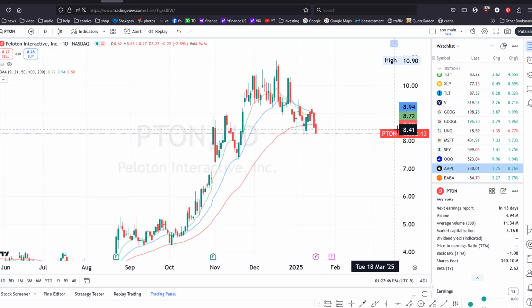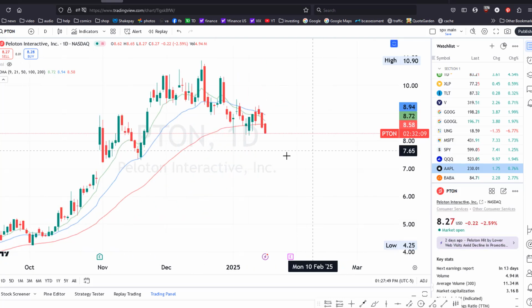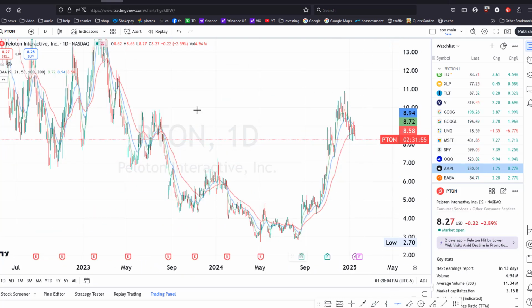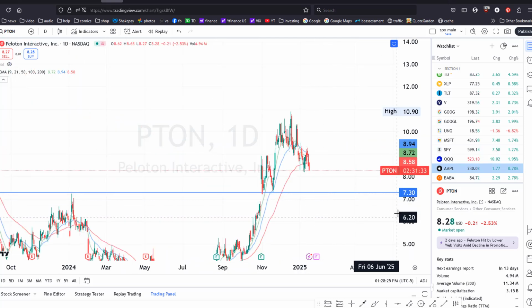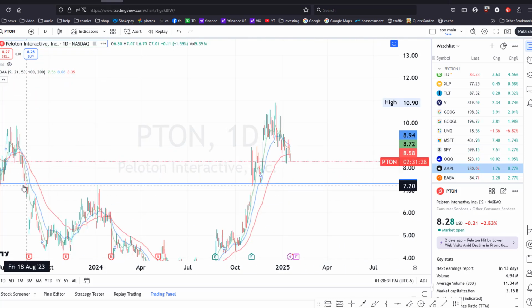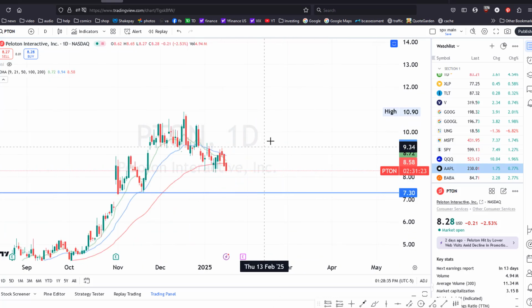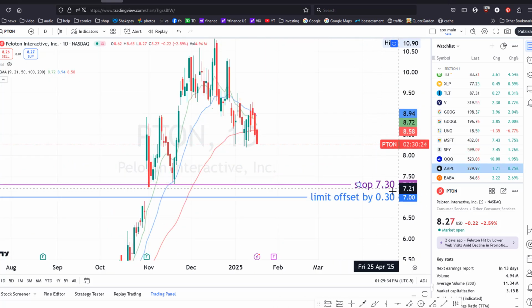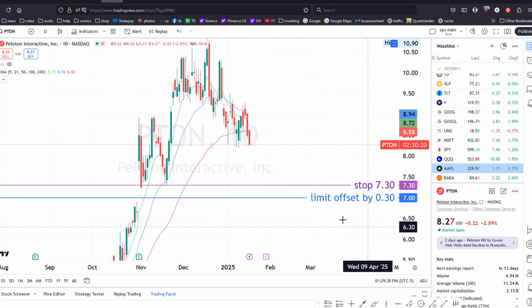So looking at Peloton here, it's trading at about 8.3. The last level of support looks to be down here around 7.3. And when it dropped below that, it was resistance, but now it's back up above that again. So I'm going to set my stop target to 7.3, that level of support. And for my limit offset, I'm going to choose 30 cents from the stop. So that would put it at $7 for now.